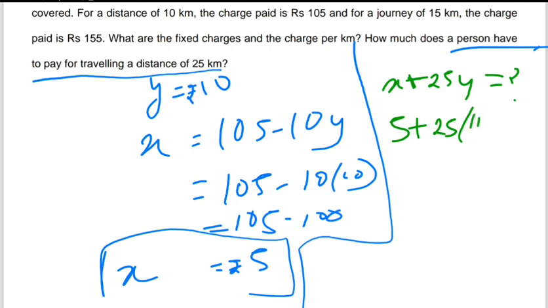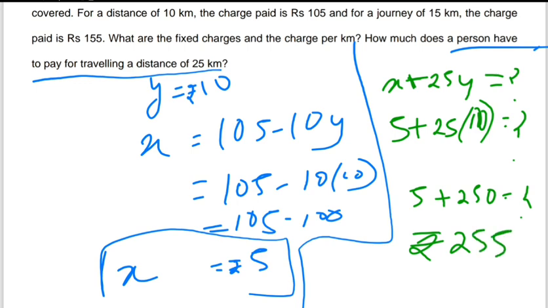Okay. So 25 into 10 is equal to what? So 5 plus 250. 250 plus 5 is equal to rupees 255. So this is the cost for traveling a distance of 25 kilometers. Let's go to the fifth one.